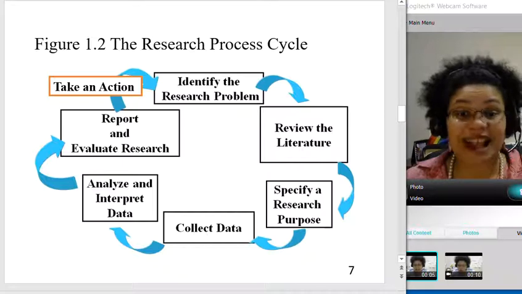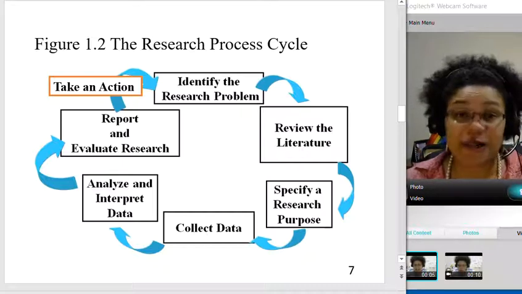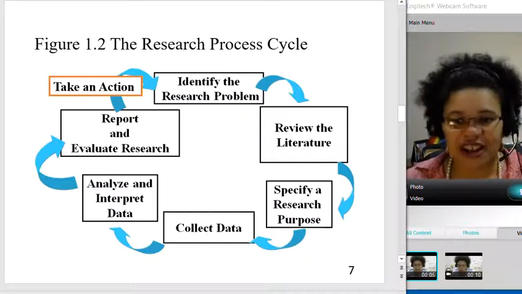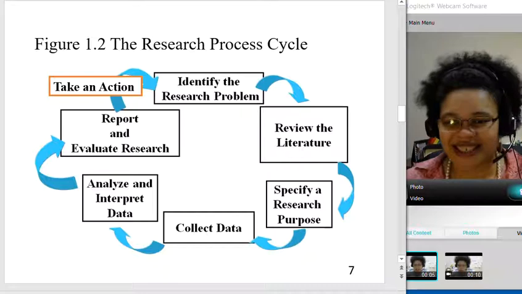We're going to spend a lot of time on how you collect, analyze, and interpret both quantitative and qualitative data. And then reporting and evaluating research. And then I added a box, that orange box, take an action, because we're going to be focusing on action research. Okay, so take an action as a seventh step in the research process cycle.